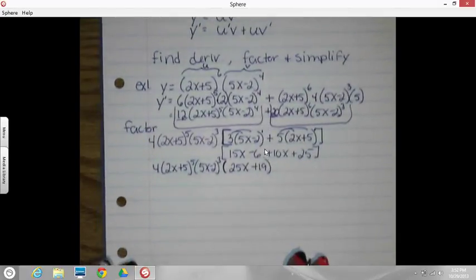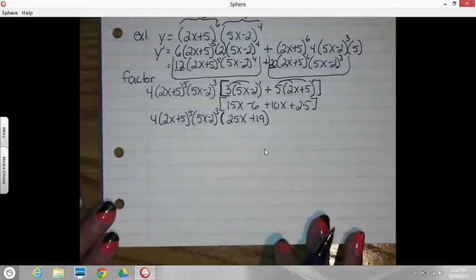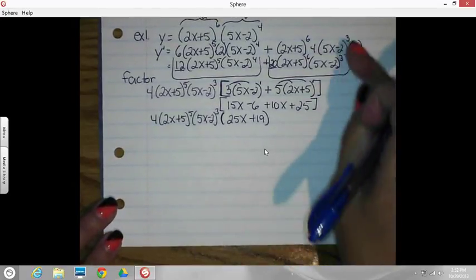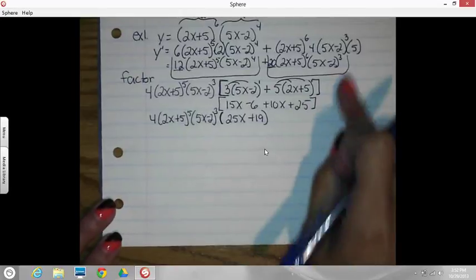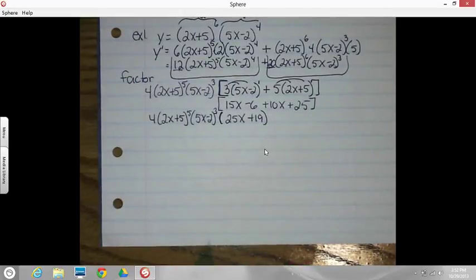Okay, that's your product rule in a nutshell. More algebra than calculus. One line of calculus, 6 lines of algebra. Try another.